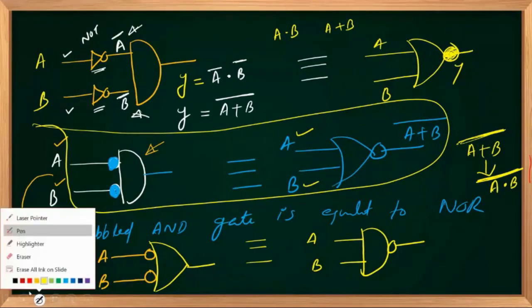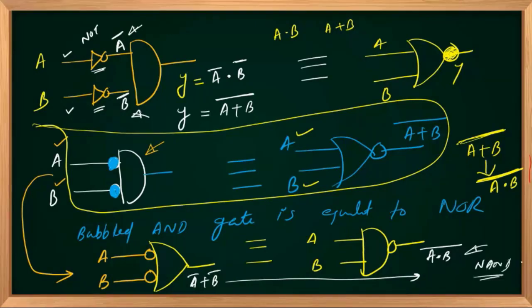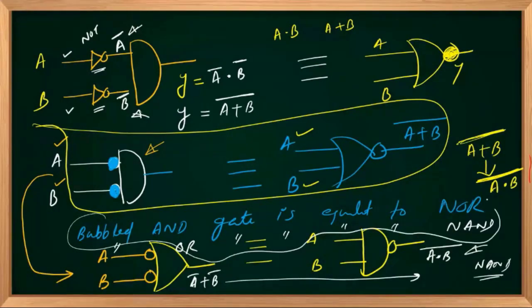You can cross check this. This is nothing but an OR gate with complemented inputs. So this is A bar plus B bar. As per De Morgan's law, A bar plus B bar is nothing but A dot B, the whole complement. And that is my NAND. Clear? You can expect a question based on this. Bubbled AND gate is equivalent to NOR. What about bubbled OR gate? Bubbled OR is equivalent to NAND gate.